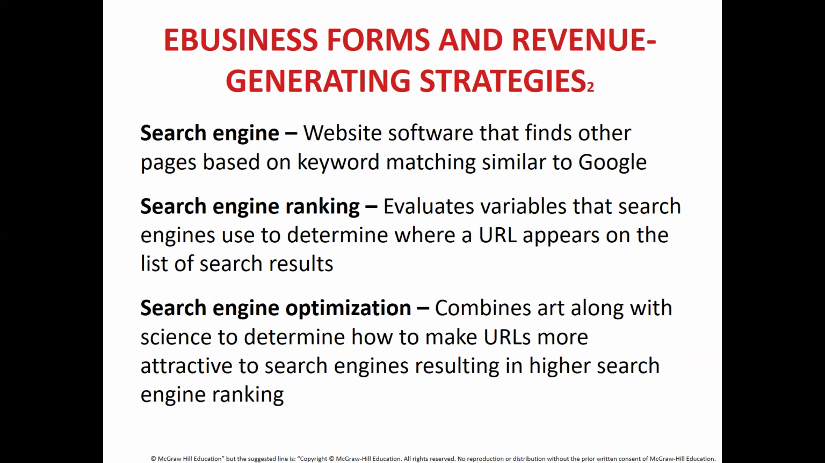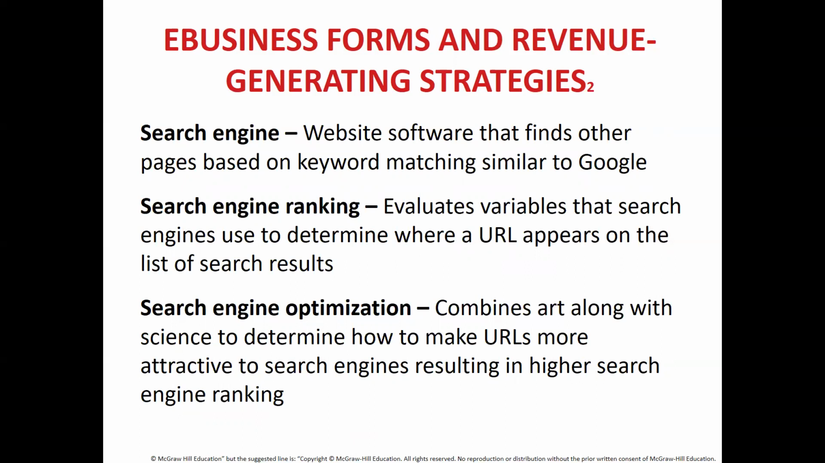Search engine. What are search engines? Basically, it is a sort of website that allows you to search for anything on the web. An example is Google. It is website software that finds other pages based on keyword matching. So we do not have just Google, we have Yahoo as our search engine, we have Bing, we have MSN, we have AOL, America Online, and so forth.